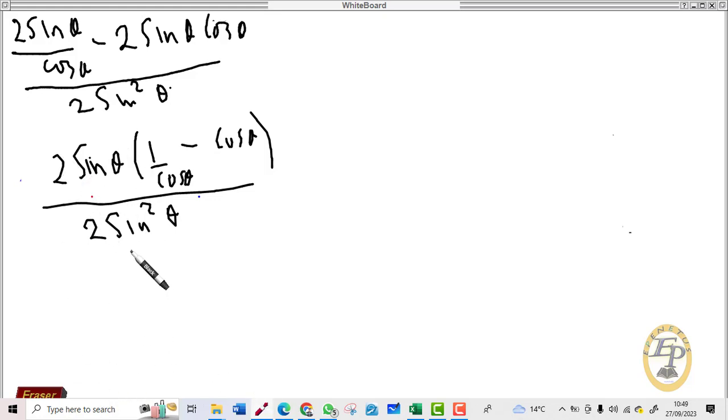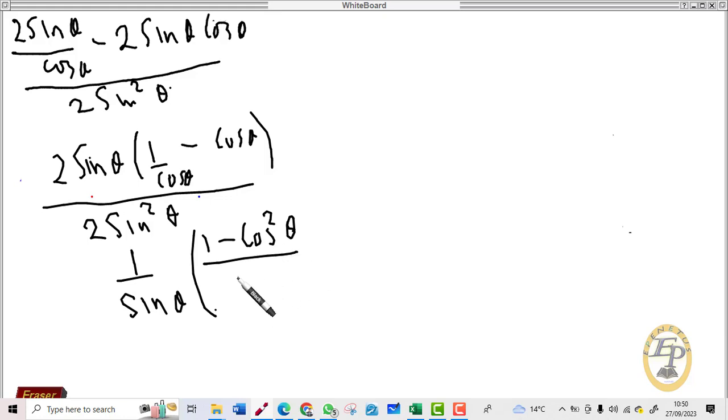We are left with 1 over sine theta times the bracket, which is equal to 1 minus cos squared theta over cos theta. Okay, and what I did here is just cross multiplication. Well, this is 1 over 1, so the common denominator is cos theta. 1 times 1 is 1. Cos theta times cos theta, that's cos squared theta.